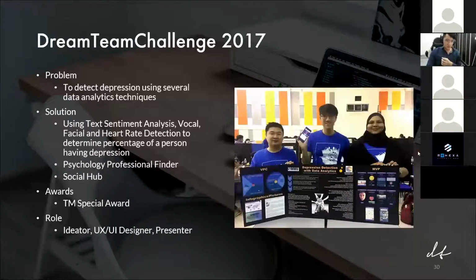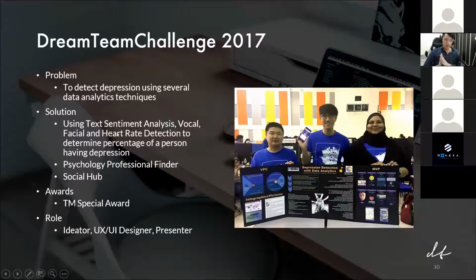Next, there was also the Dream Team Challenge by TM's Magic and MMU, I think. For this one, the project was to detect depression symptoms using several data analytics techniques. There's the text sentiment, there is vocal sentiment, facial, heart rate analysis.